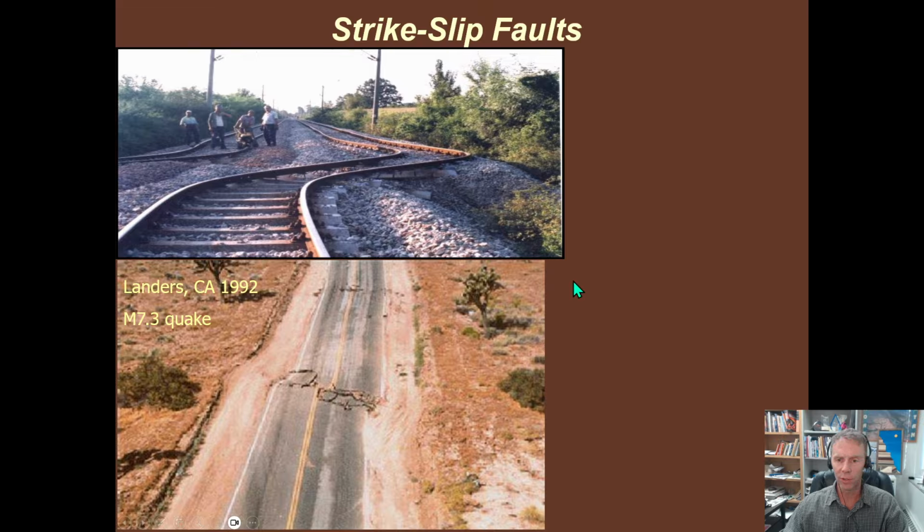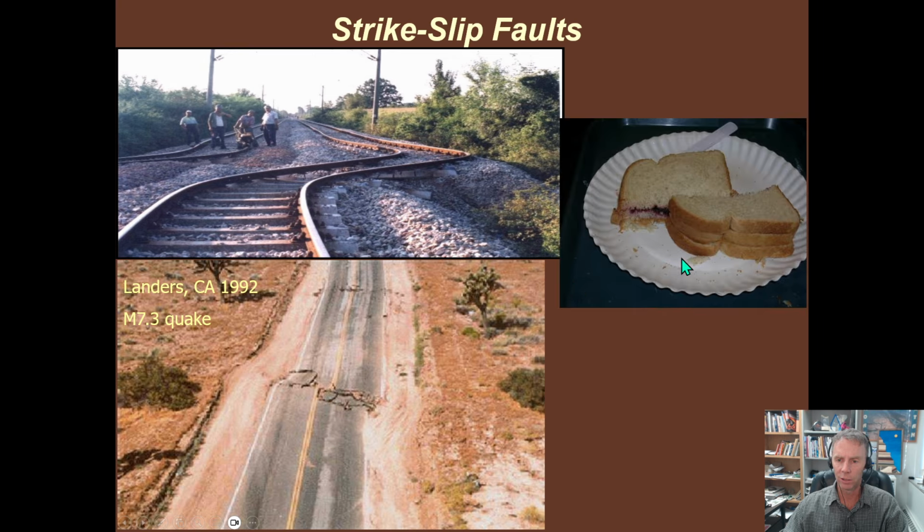And then just for fun, here's a sandwich. And the sandwich has been cut in half and displaced. So if you stand on one side of the sandwich and look across to the other side, which way have things moved? And in this case, the movement is to the left. So this sandwich has been cut by a left lateral strike-slip fault. So there you go. You can play with your food, make faults, make a mess, but get educated and learn at the same time.